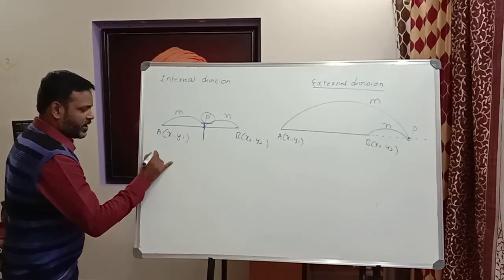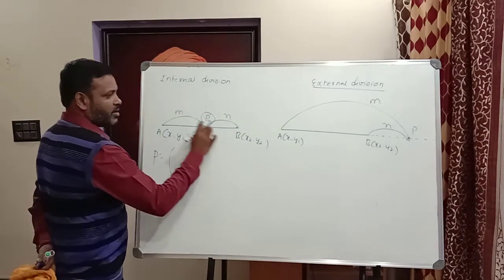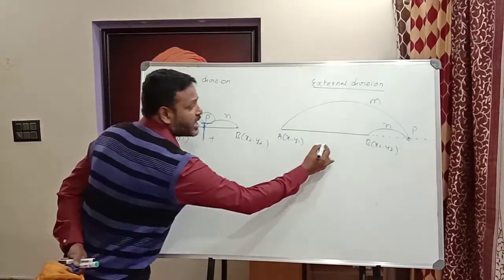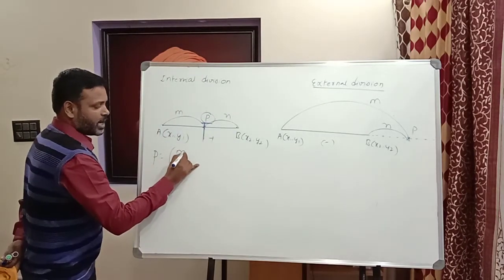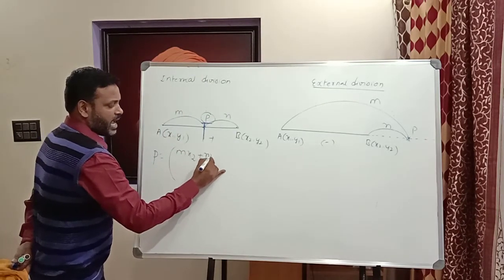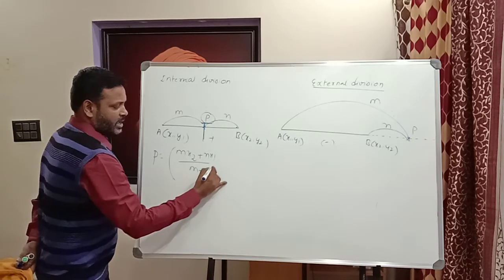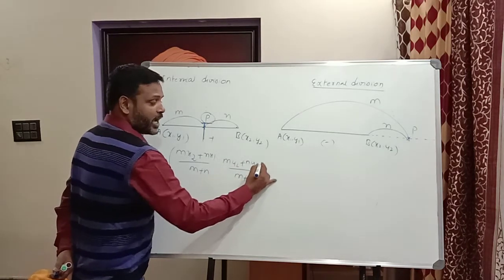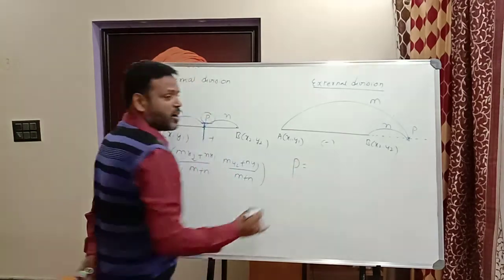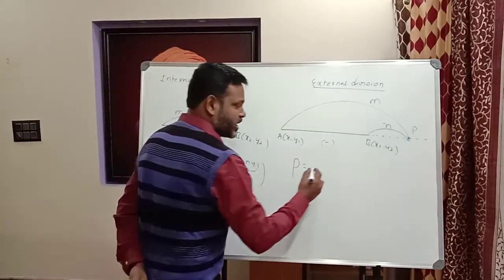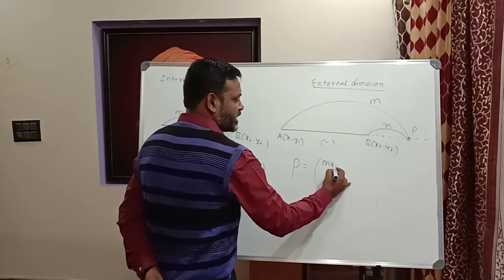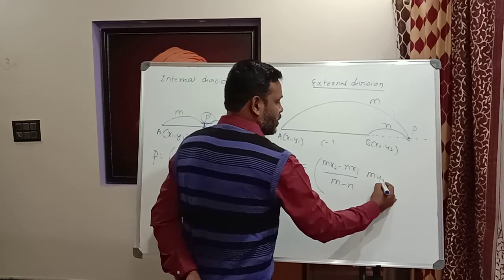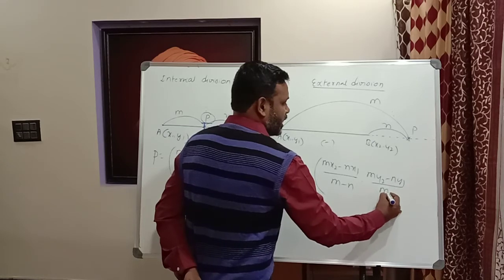Then, the point of internal division is given by the formula: cross multiply, m x2 plus n x1. Internal is plus, external is minus. So the formula becomes, as you know, (m x2 plus n x1) divided by (m plus n), comma, (m y2 plus n y1) divided by (m plus n). Similarly, the point of division for external division: (m x2 minus n x1) divided by (m minus n), comma, (m y2 minus n y1) divided by m minus n.